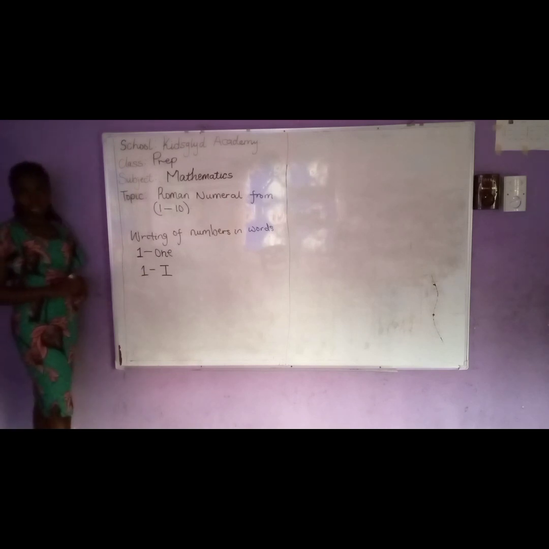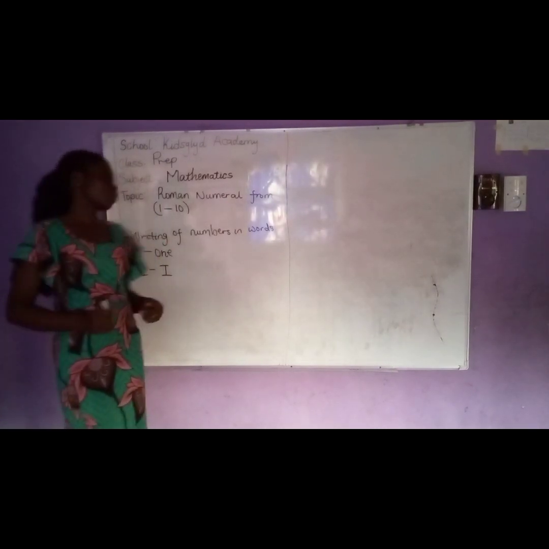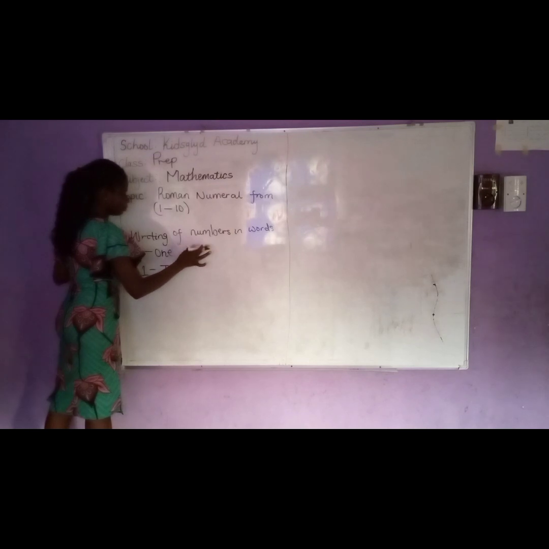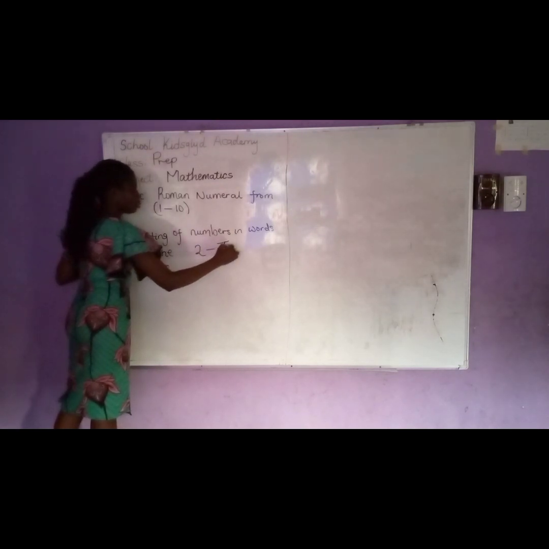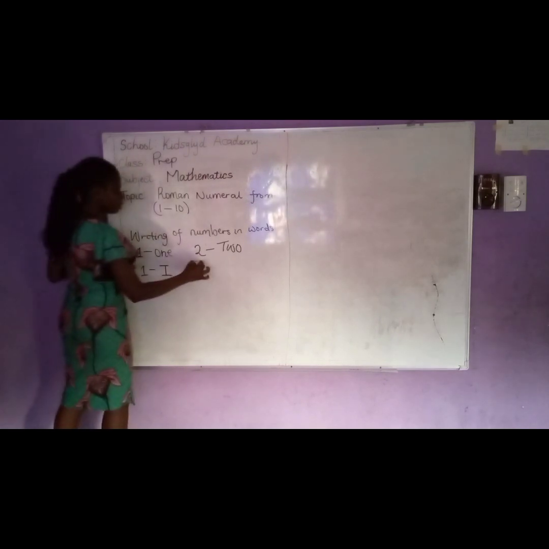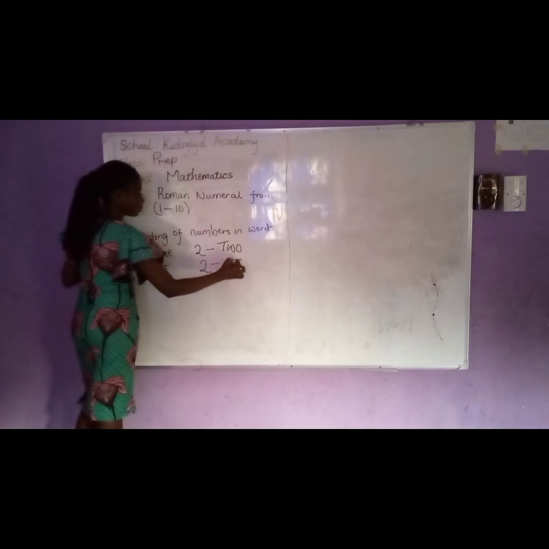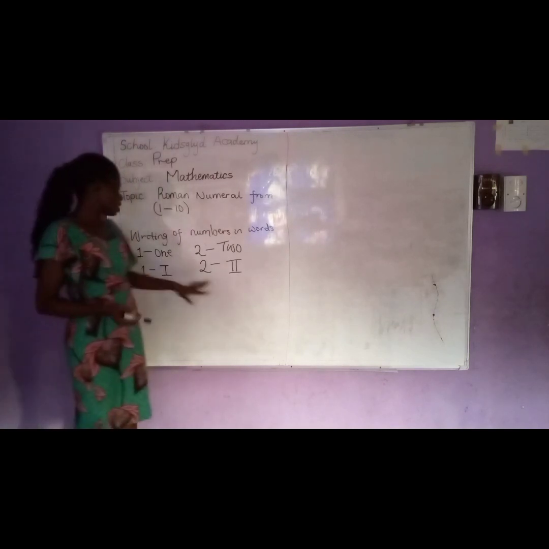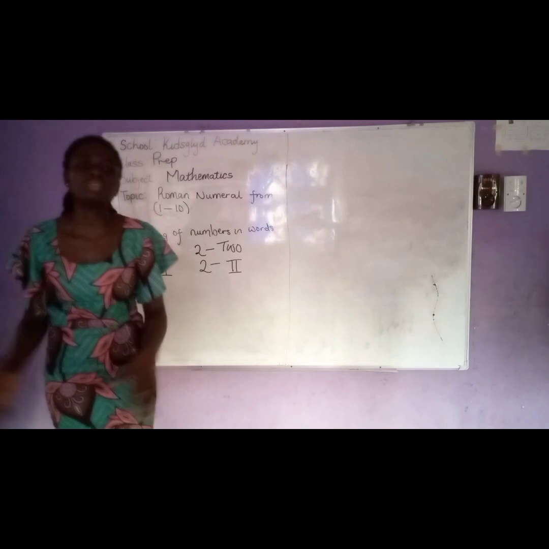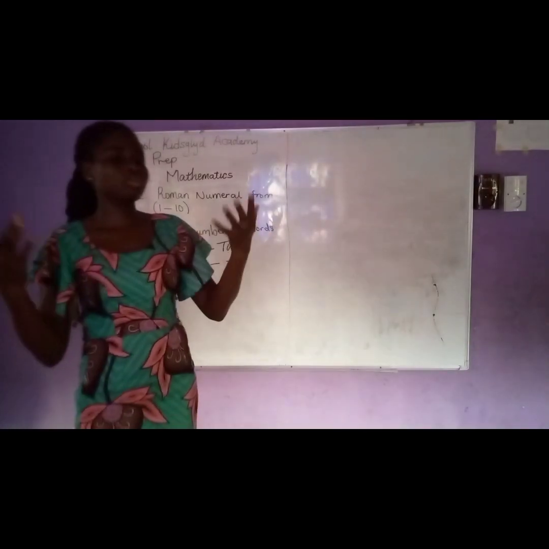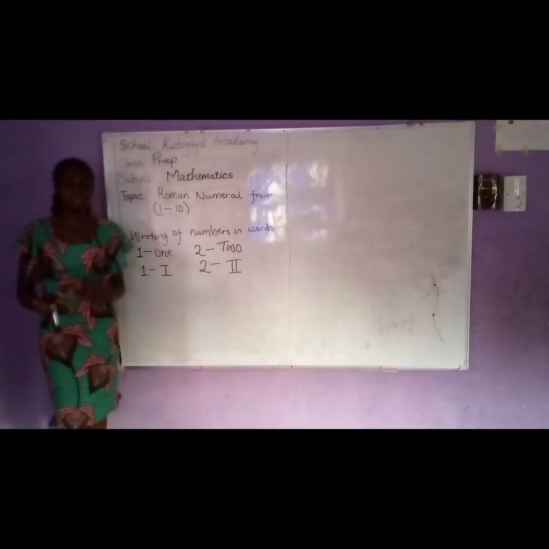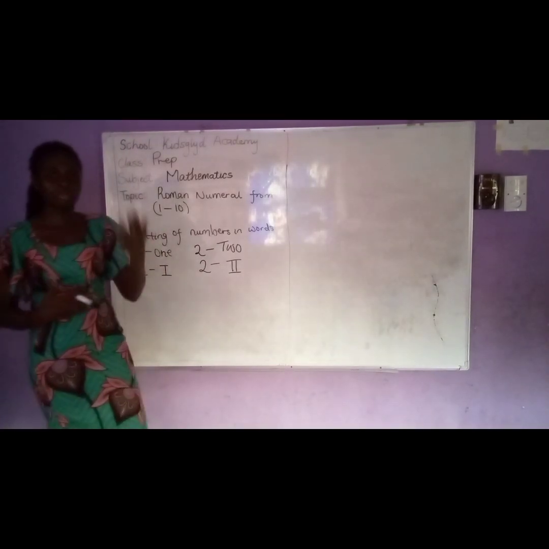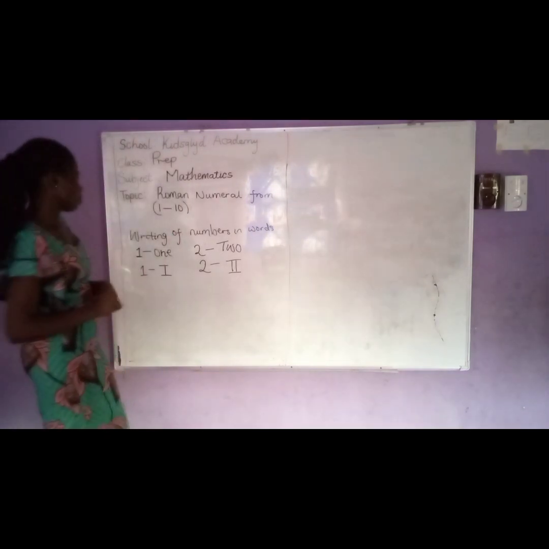Now, if you want to write one in Roman numeral, it's like this. We have seen this before, but we really don't know what it is called. It is called what? Roman numeral. Now, this is two. T-W-O, two. Now, in Roman numeral, we write it like this. Just like we have numbers up to infinity, so also you can write in Roman numeral up to 1,000, up to 2,000, up to 10,000. Any amount you want to write, but you just have to study it and know the one that comes in first and comes in later. Do you understand?